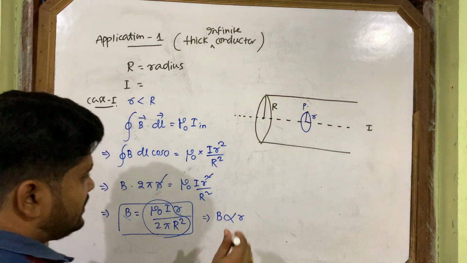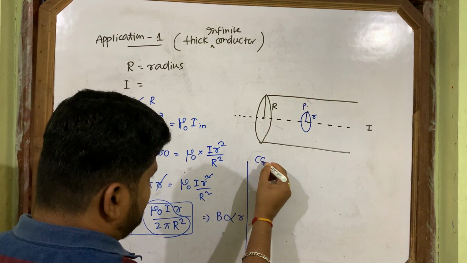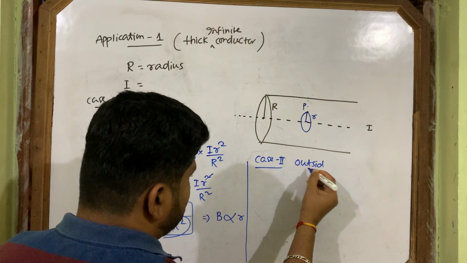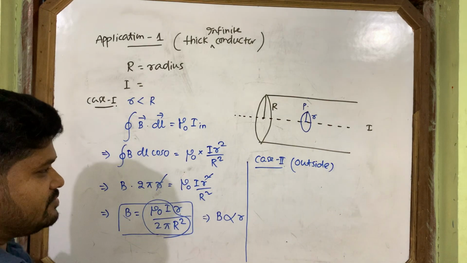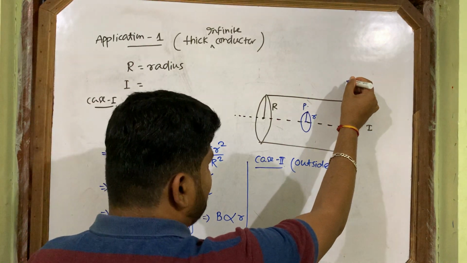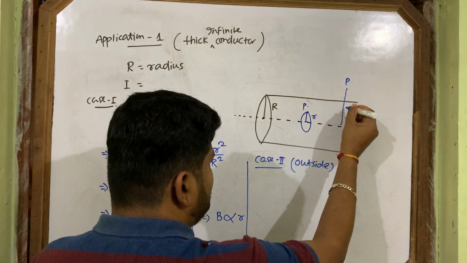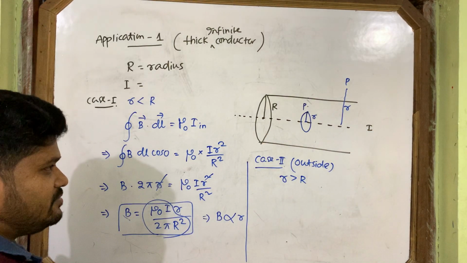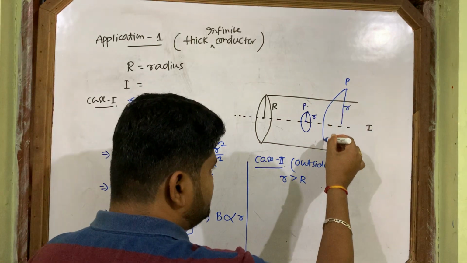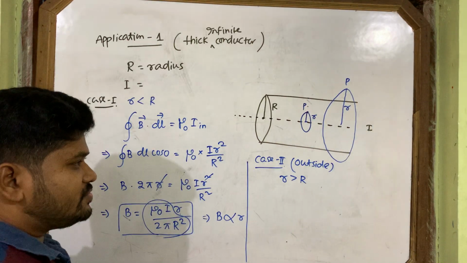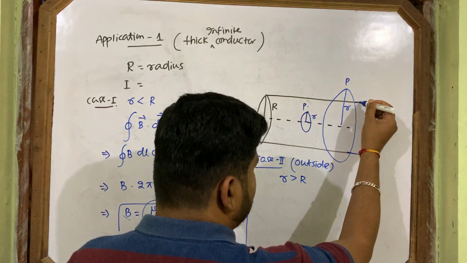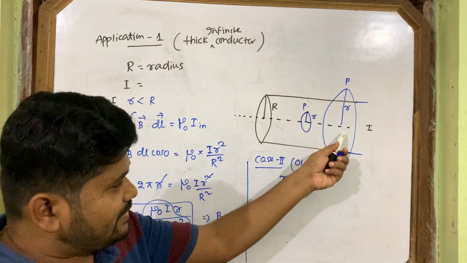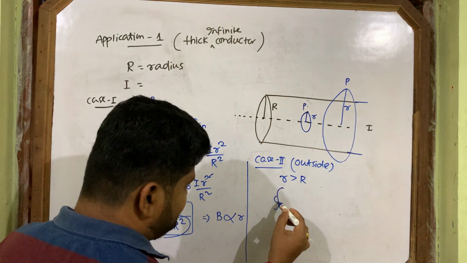Now let's come outside. Case 2 I am doing here, that is outside. Outside we will discuss now. For that we have to choose one point here, which is again at a distance small r, but here small r is greater than capital R. We have to choose one Amperian loop. This is the Amperian loop I choose. This is your conductor. So if this is the Amperian loop, now use Ampere's circuital law.